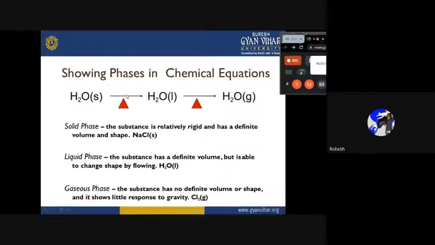We can also show phases in the chemical reaction equation inside brackets. Here S stands for solid, L stands for liquid, and G stands for gaseous. This is an example of the water molecule. The molecular formula is the same, but still there is a change going on because there is a change in the state of matter. Here water is changing from solid to liquid to gas. The molecular formula remains the same, but the state of matter is changing.